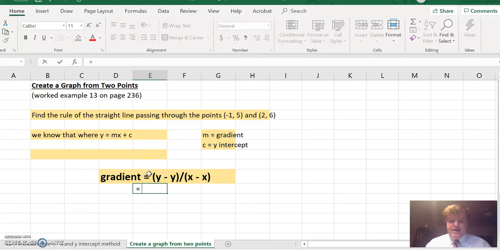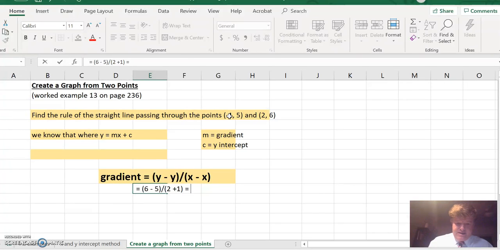We want to calculate the gradient. It's the difference in y over the difference in x. Sometimes we talk about it as the rise divided by the run. So the difference in y is how up and down things are, the rise, and the difference in x is the run. So let's go. y2 is 6, y1 is 5. So it's going to be 6 minus 5 divided by x2, which is 2, minus -1. So it's actually going to be +1.